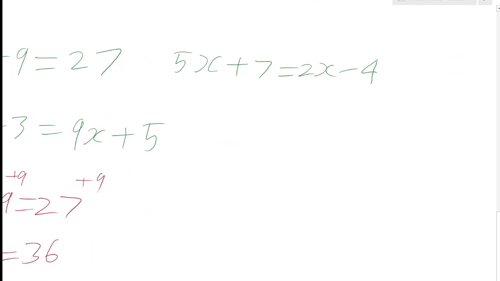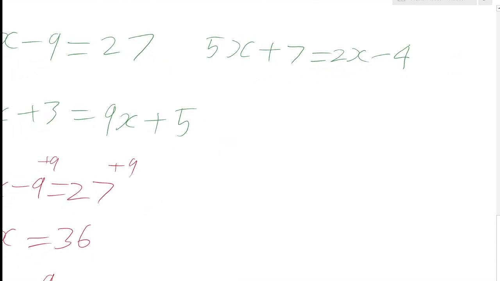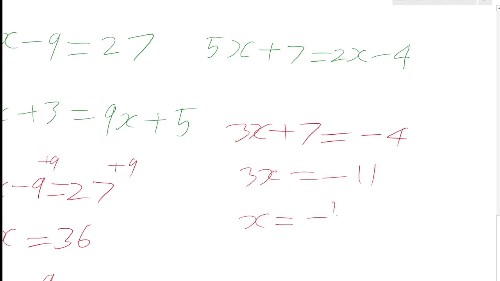5x plus 7 equals 2x minus 4. Well, we can start by carrying our 7s across, or by carrying our 2x's across. Normally you'll want a positive number of x's, so I'm more likely to subtract 2x from both sides than I am to subtract 5x from both sides. So like here, I'm going to do 5x minus 2x is 3x plus 7 equals minus 4, then subtract 7 from both sides. 3x equals minus 11, and x equals minus 11 over 3.